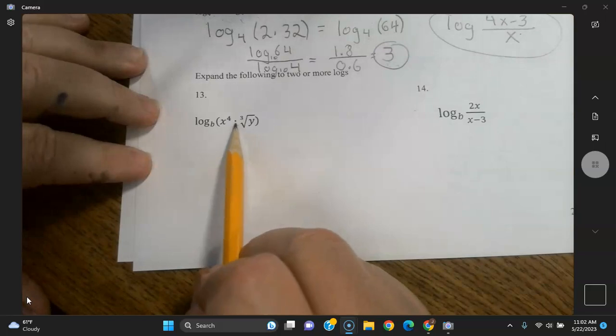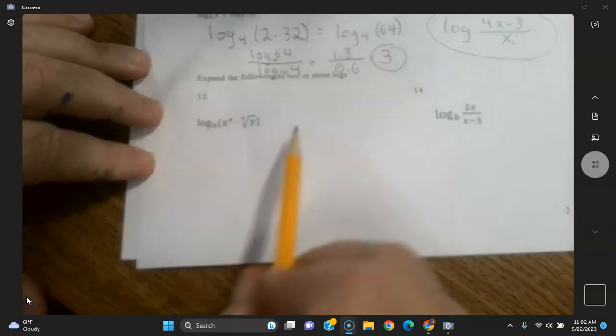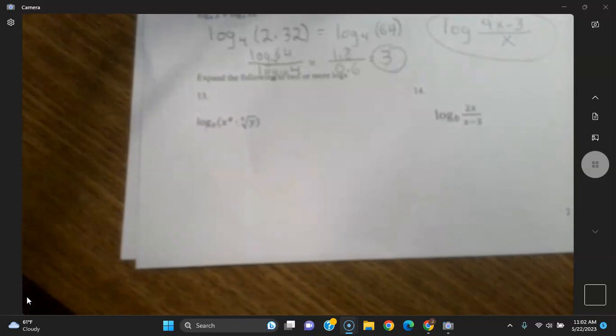All right, now this is expanding. So you got a multiplication there. That means expand means you're going to have more than one log now. You could have 2. You could have some number greater than 2.